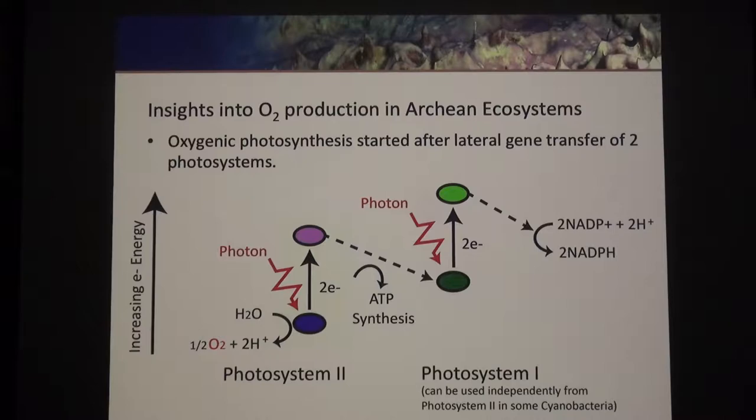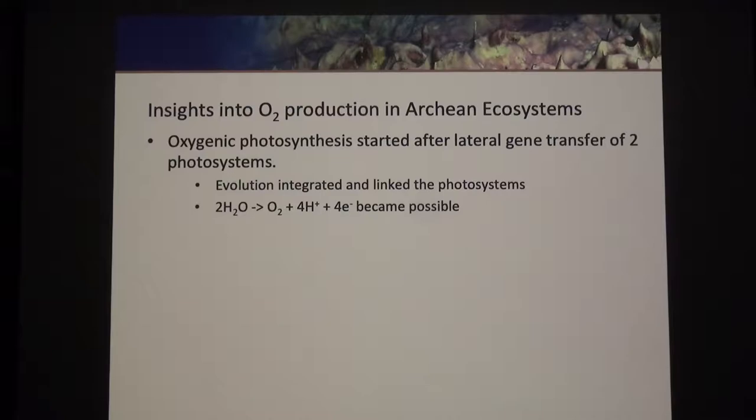Whether this happened simultaneously or one then the other is not known, and these represent hundreds of genes that all have to be present for it to work. So it's a really different evolutionary concept for how you create an innovation. Once those are transferred into the ancestor of the cyanobacteria, evolution had to integrate them into the cell processes and link the two photosystems in a way that creates this breaking of water.